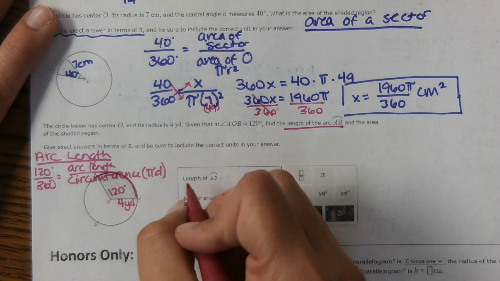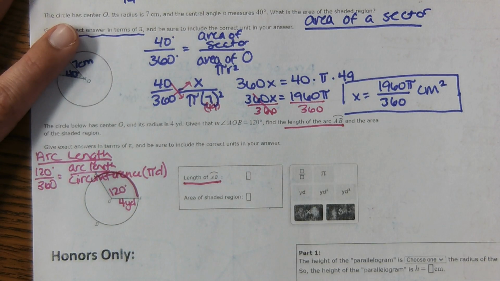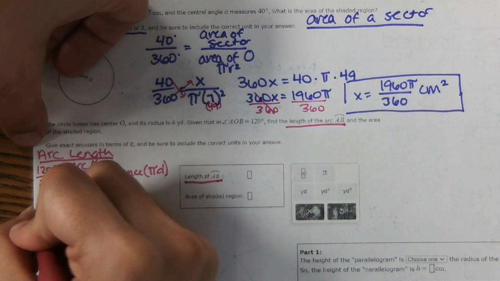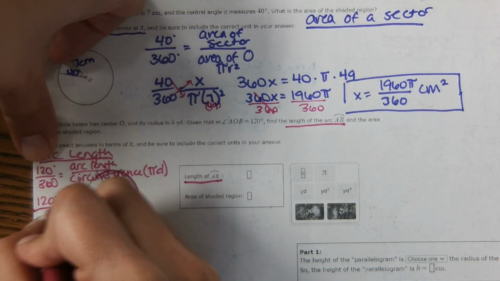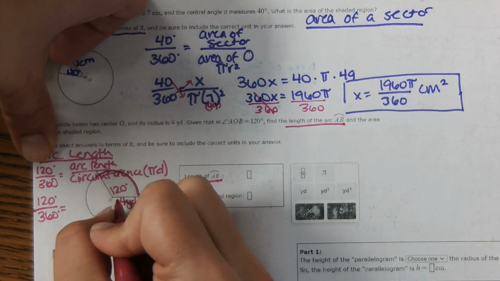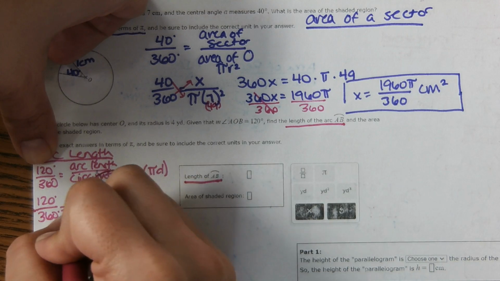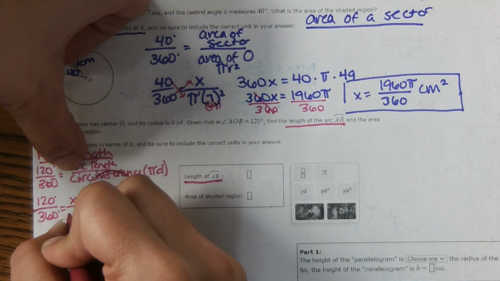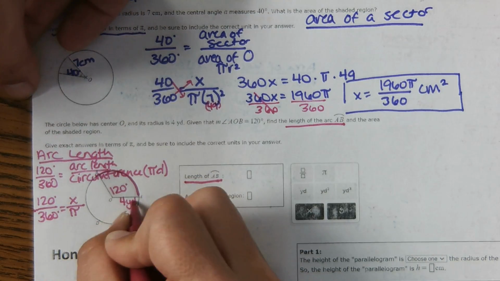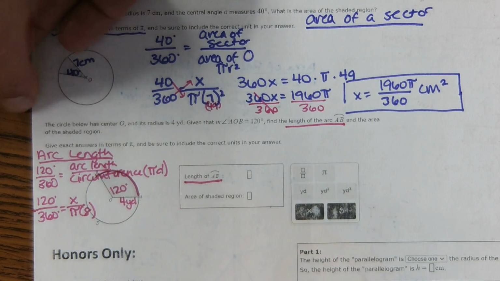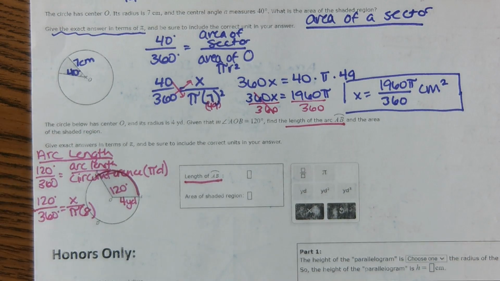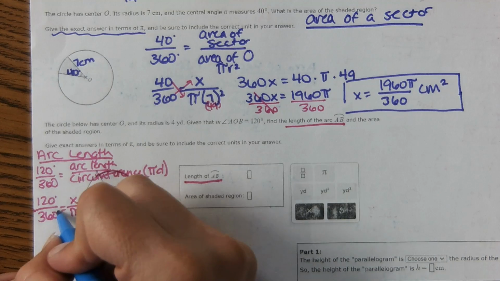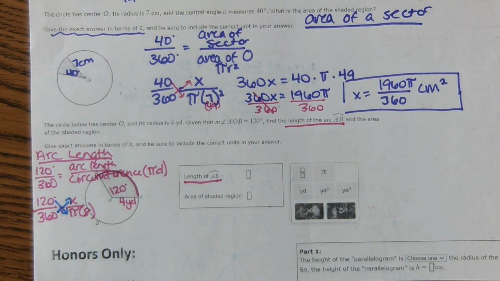I'm going to continue using the same color for arc length so it all goes together. And so I get 120 degrees over 360 equals arc length, which is what I'm solving for, x, over circumference, pi times diameter. If the radius is 4, then diameter is 8. So I'll put it in like that. Then I cross multiply.